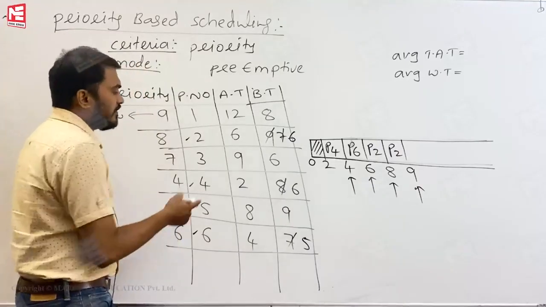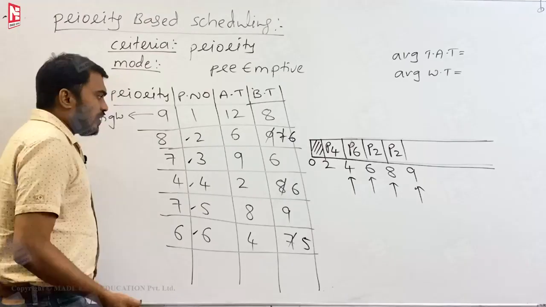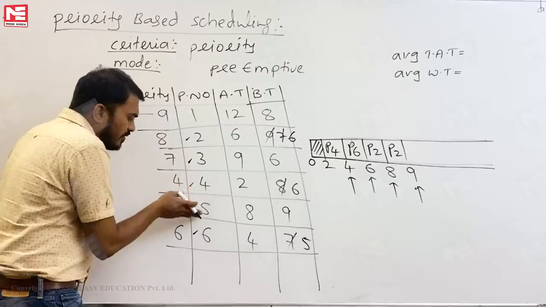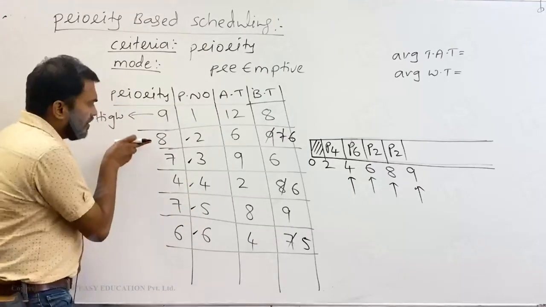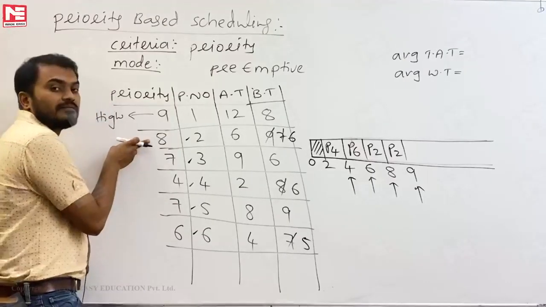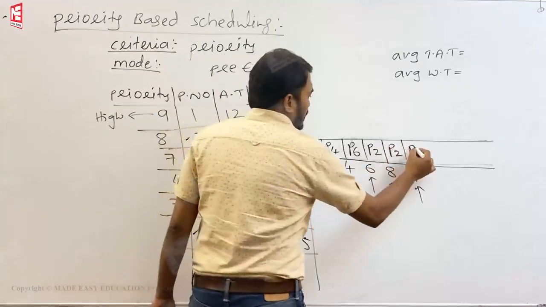Is there any other process available? यस. ओके, P3 भी अवेलेबल है. हाँ बताओ अभी कौन कौन अवेलेबल है? ओके, ये सारे अवेलेबल है. 2, 3, 4, 5, 6 अवेलेबल है. अवेलेबल में हाई प्रायोरिटी किसका है? देखो 8, 7, 4, 7, 6, हाई प्रायोरिटी किसका है? P2 का ही है. तो इसका मतलब क्या करना? P2 को ही कंटिन्यू करना. ओके, राइट, कंटिन्यू विद द P2.